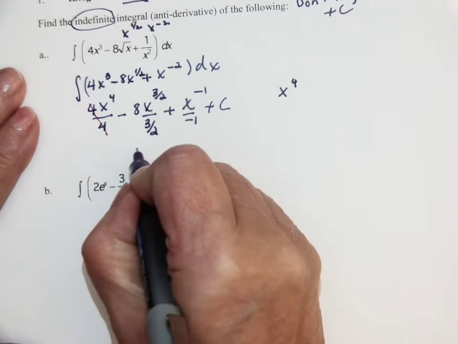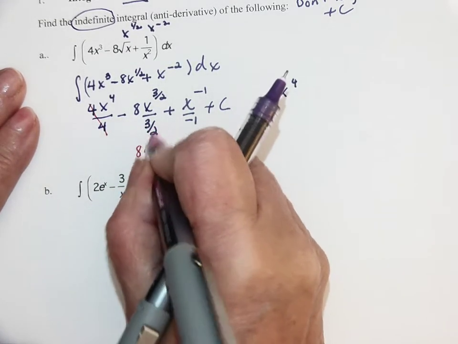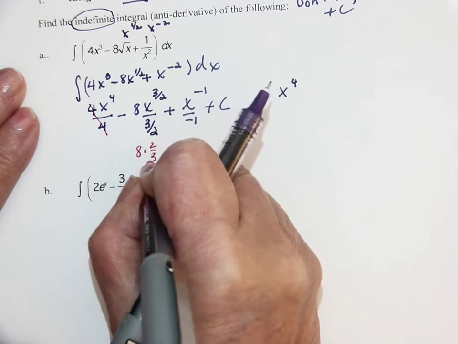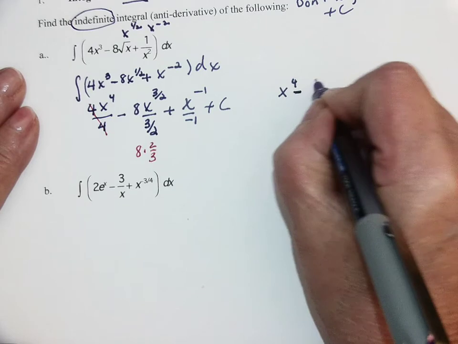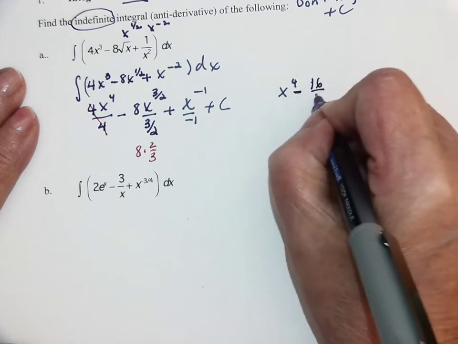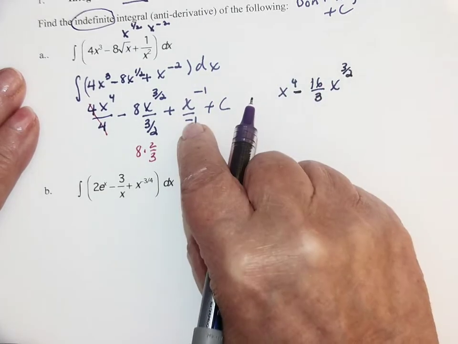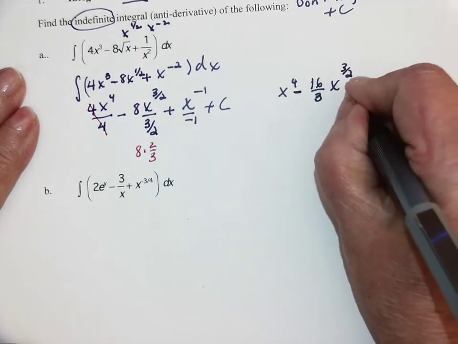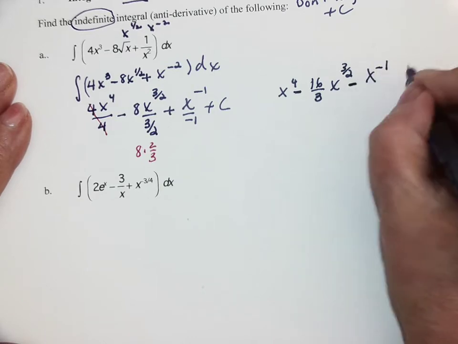And this turns into, and I'm going to put this in red, 8 times, invert and multiply, 2/3. So that's going to be 16/3 x to the 3/2 minus, changes that to a minus, x to the -1 plus c.